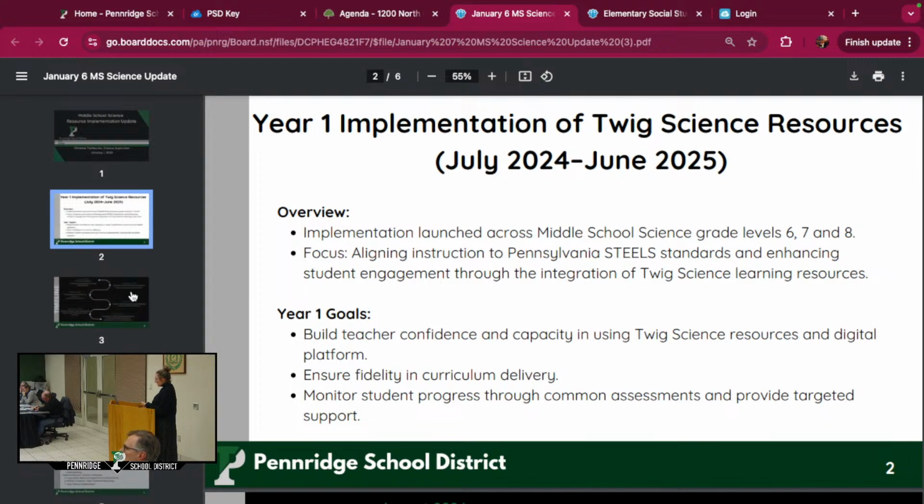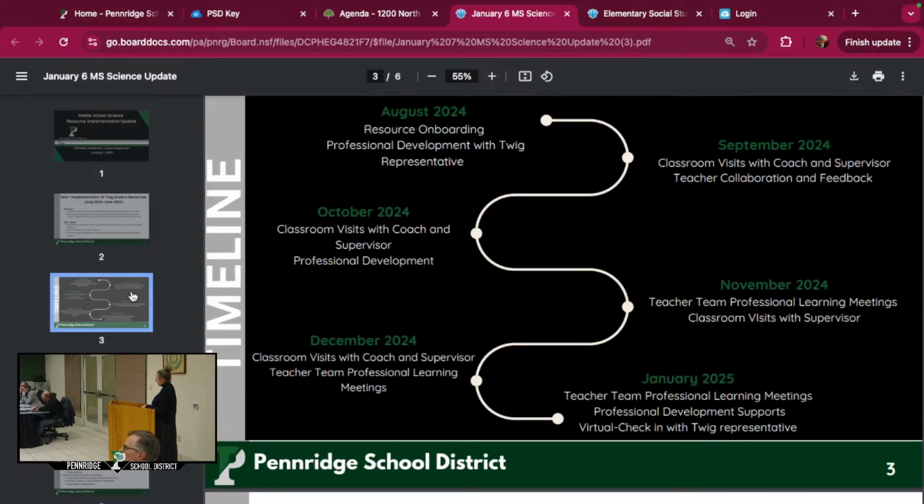So here is a small visual regarding the timeline that we have seen. Again, beginning in August of 2024, we did have our onboarding with a Twig representative here for an entire day to support our teachers in getting to know what was available to them. In September, we began our classroom visits with both coaches and supervisors and began our teacher collaboration, welcoming lots of feedback from our teachers in regards to what's working and what they would like additional support with.